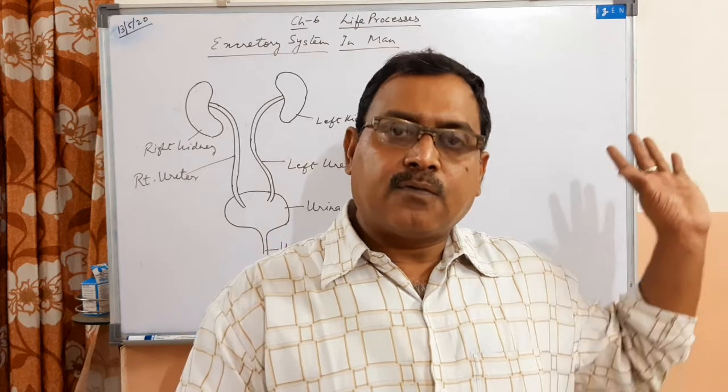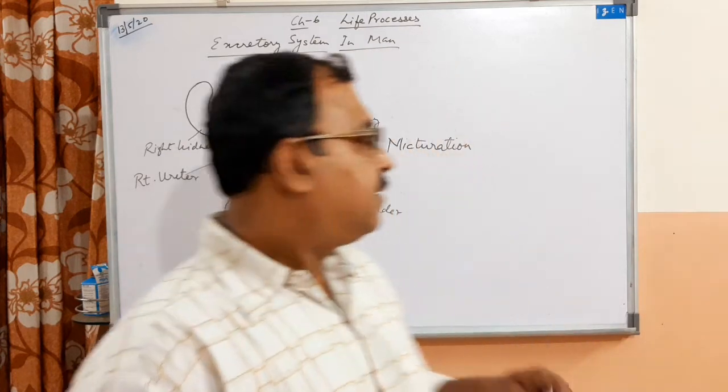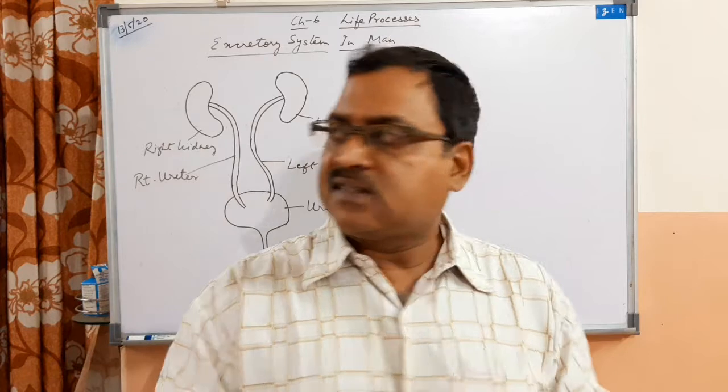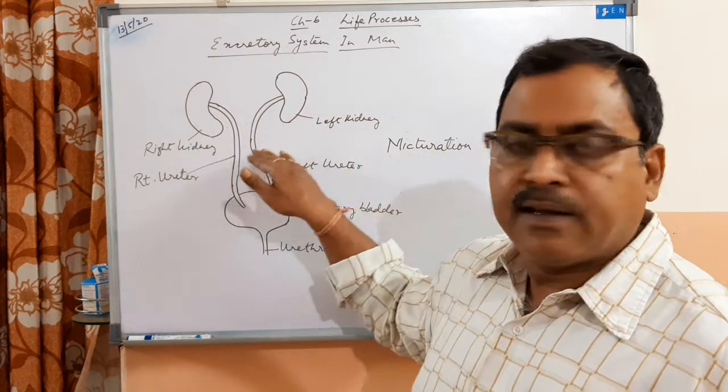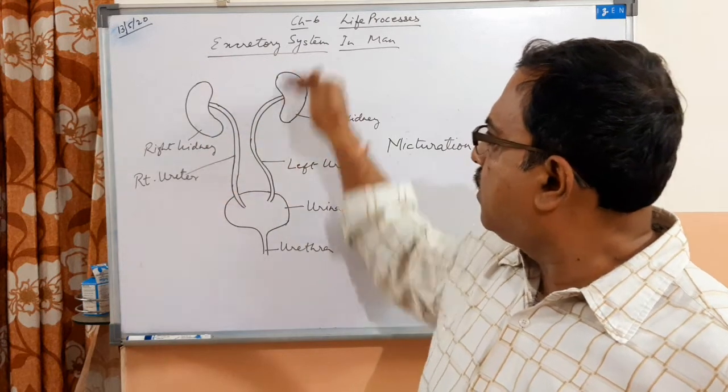So basically the human excretory system is made up of four different parts. Kidneys, a pair of kidneys. You can see that the right kidney is slightly lower, which means it is not in level with the left kidney. The right kidney is slightly lower than the left kidney.